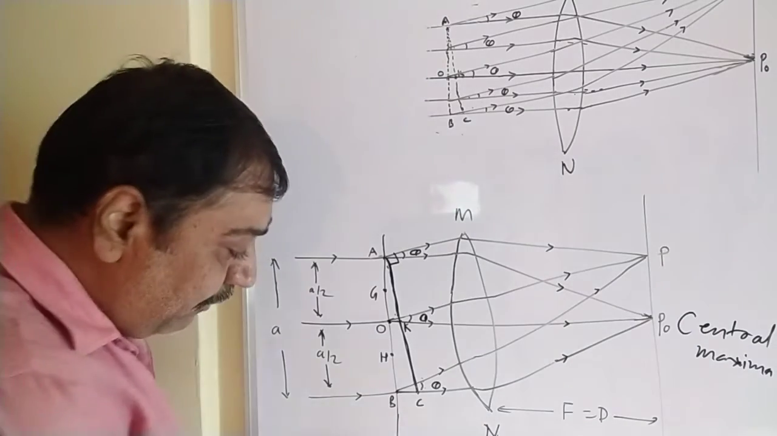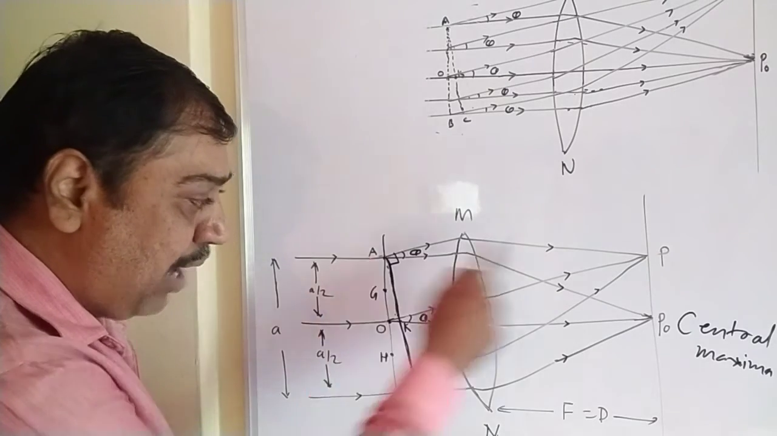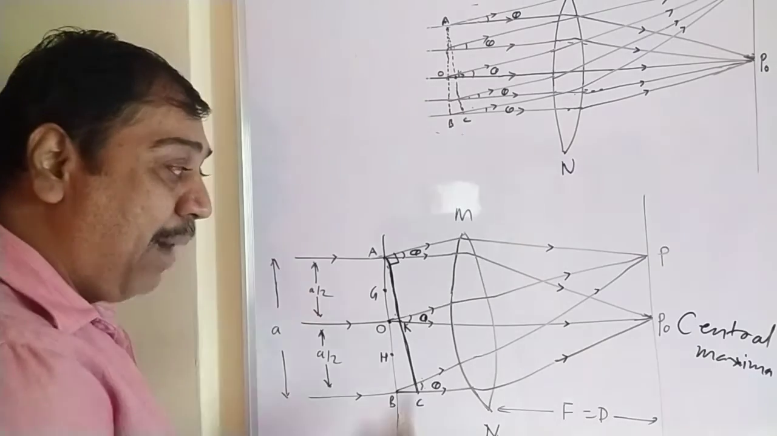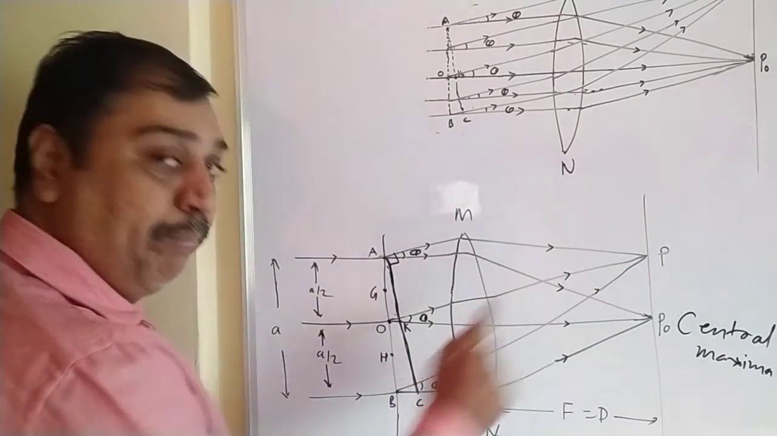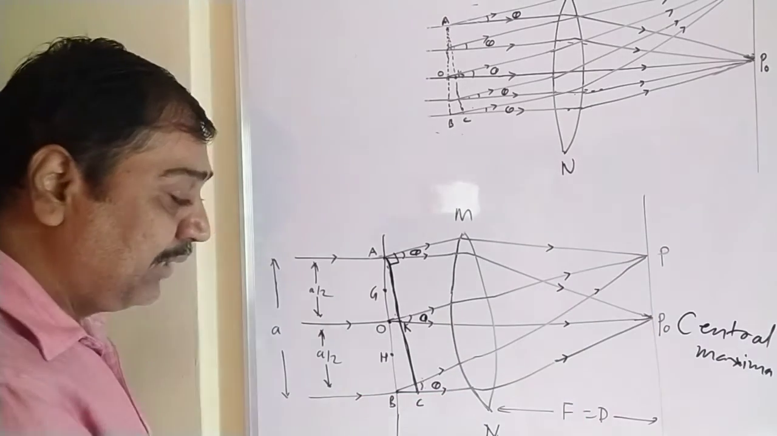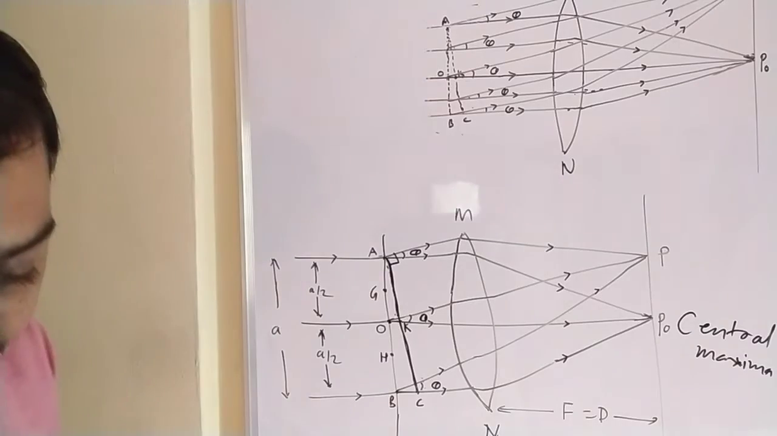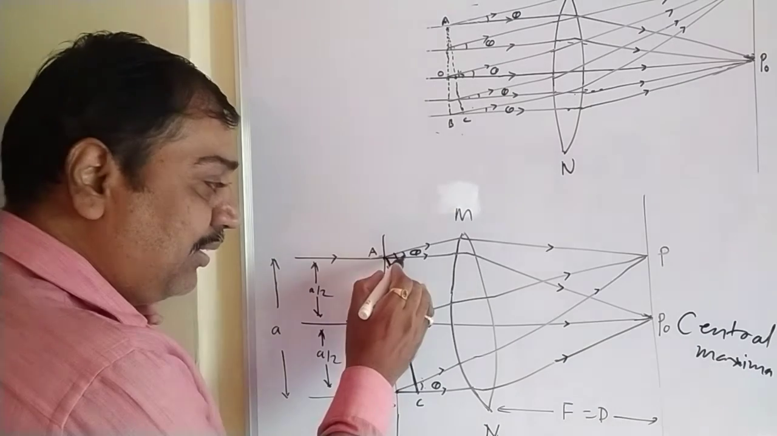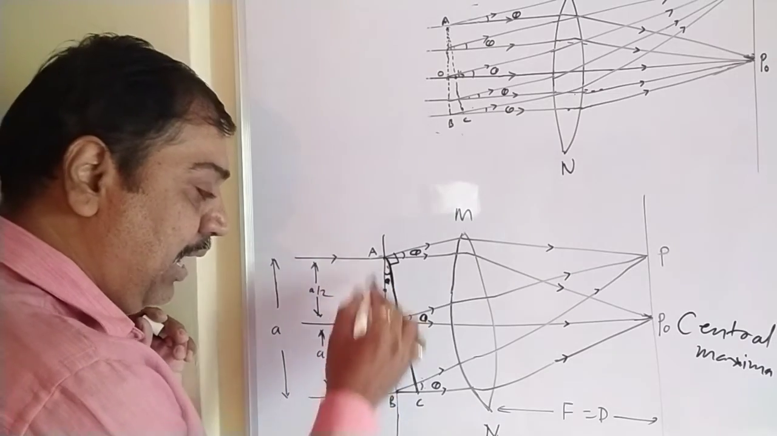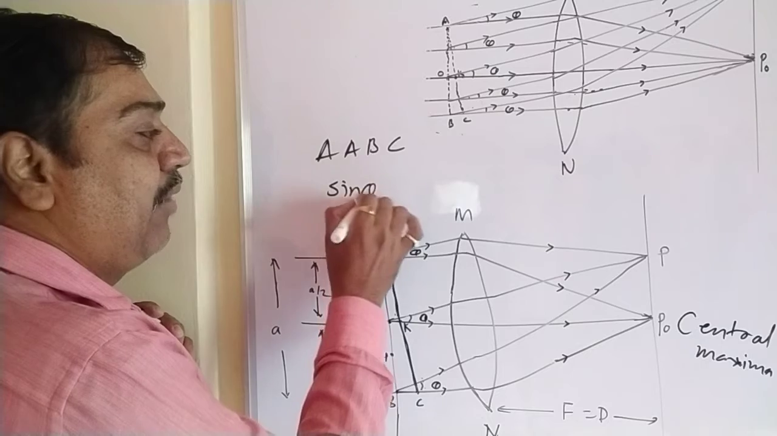So what is the remaining part? This BC is remaining. We have skipped BC. We have started from point A to the right side, C to the right side, and the path difference is 0. But when you want to find the path difference between AP and BP, the ray AP and the ray BP, that path difference comes to be BC. And that we have to find out. If this is theta, this must be theta. Find out sine of theta in this triangle ABC.